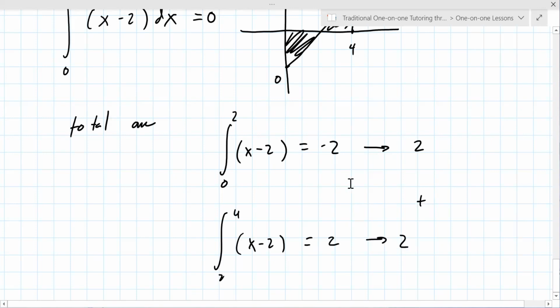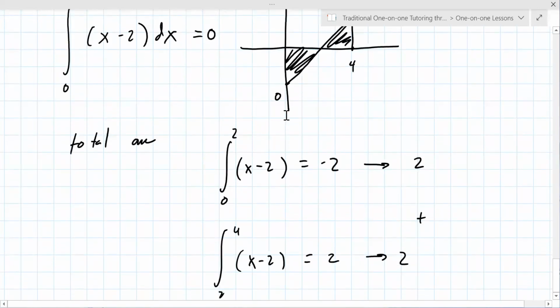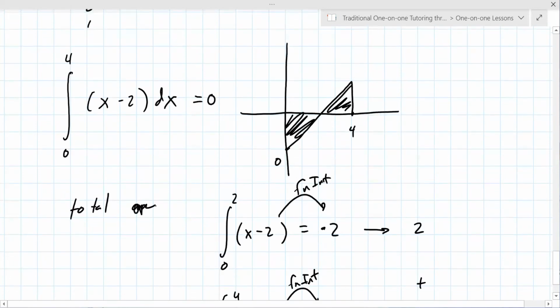To find the integrals, are you just doing 1/2 times whatever, times whatever? No, your calculator will actually do this. I'm just using a simple example. This is fnInt. And you just know to make it a positive number? Yeah, because the question says total area. Oh, because it can't be a negative area. Right, somehow that's in the problem.